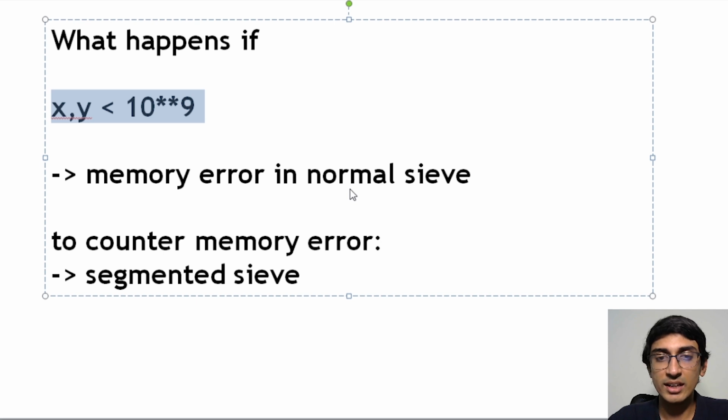But just to bring to your attention that if it's up to 10 raised to 9, do not use normal sieve. Try to use segmented sieve if time complexity is not too much of an issue and space complexity is the issue. If both time and space complexity are the issue, then even segmented sieve will fail you, and I'll show you a different method on how to solve that in a different video. So right, go ahead, solve this question.